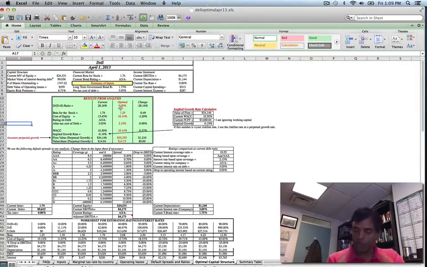For some of your companies, and this is the last thing I want to say, you might find a strange output. The cost of capital at your current debt ratio can actually be lower than the cost of capital you get at the optimal. You're saying, what the heck is going on? I thought the optimal was always going to be the point at which my cost of capital is minimized. This can happen for a couple of reasons.